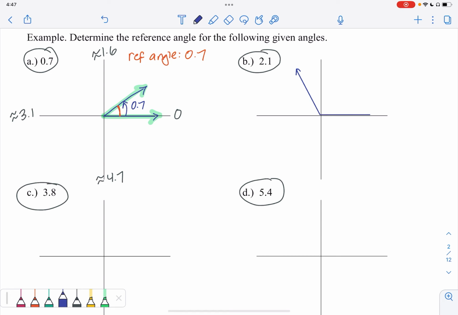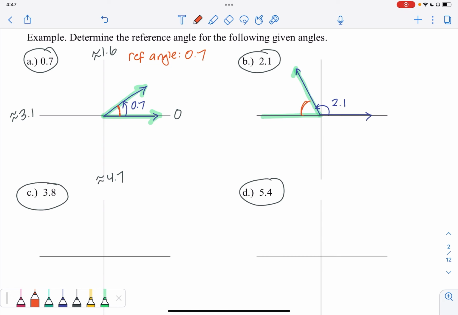The initial side is just on that positive x-axis where we would expect it. So here's 2.1 radians. And what about its reference angle? The reference angle uses the terminal side of 2.1 radians as one ray, and then the closest part of the x-axis for the other ray. In this case, it'll be the negative part of the x-axis. So this is the reference angle.